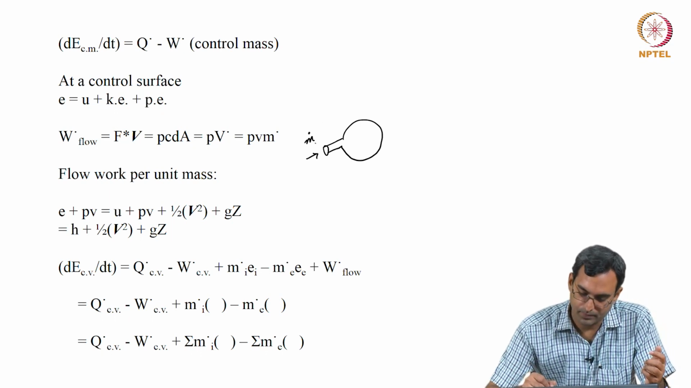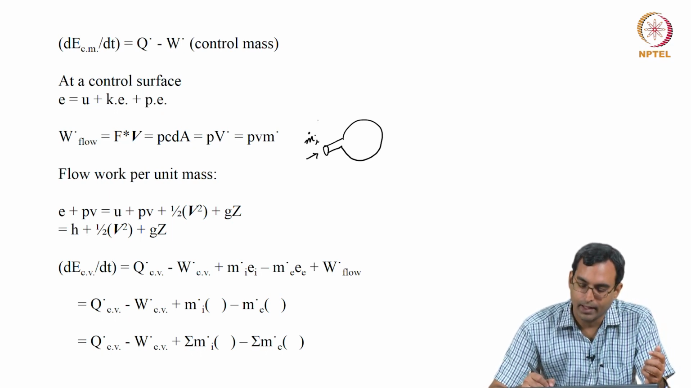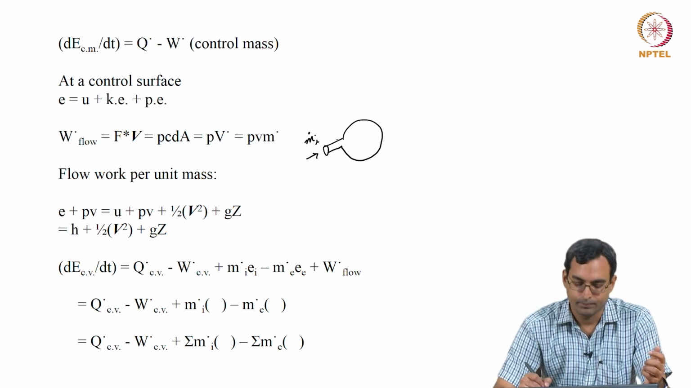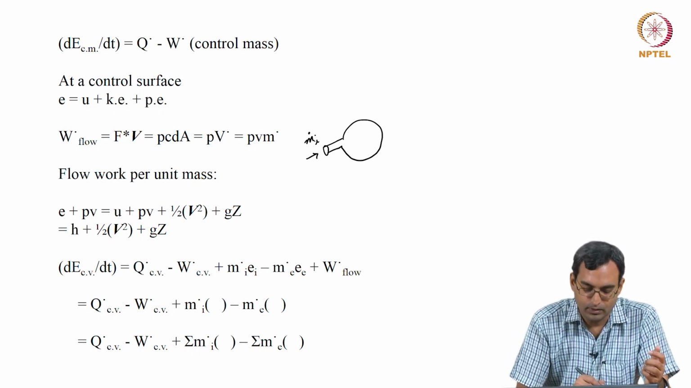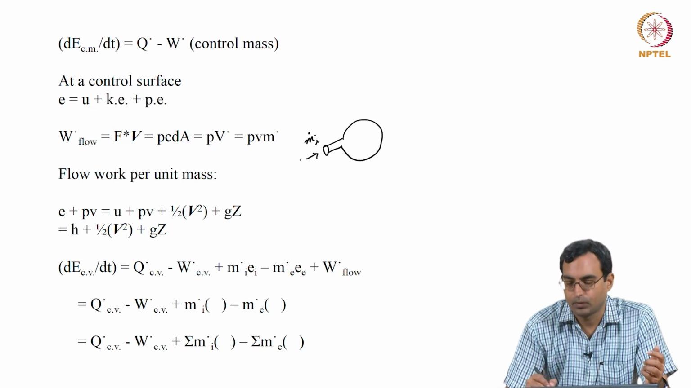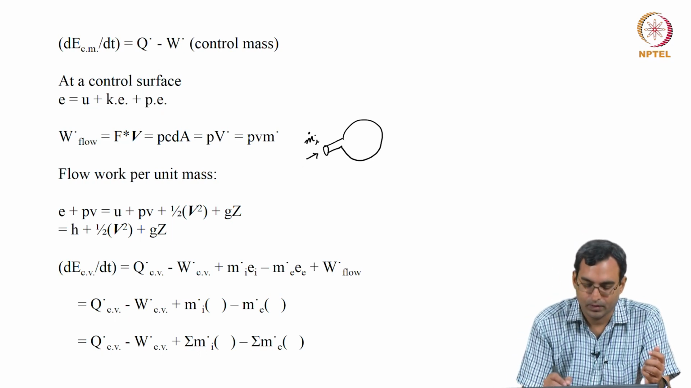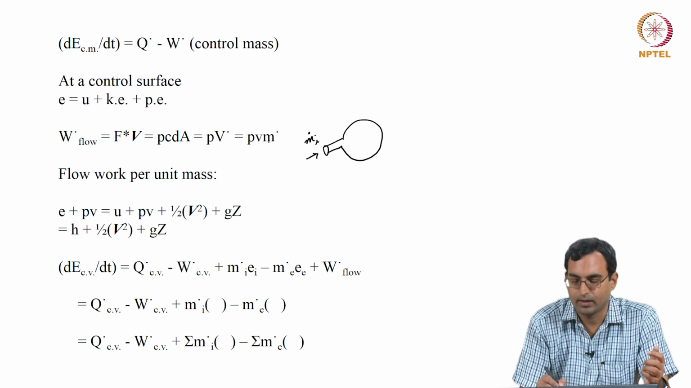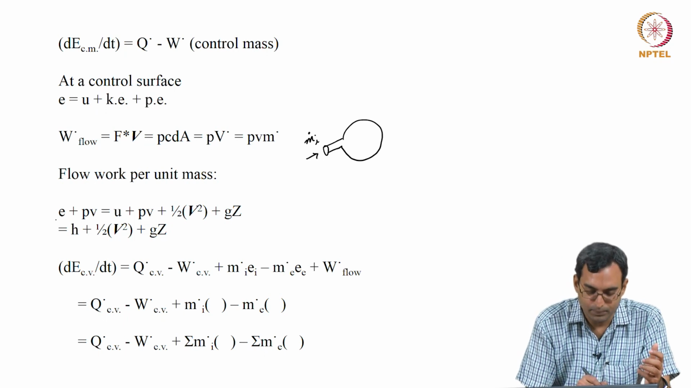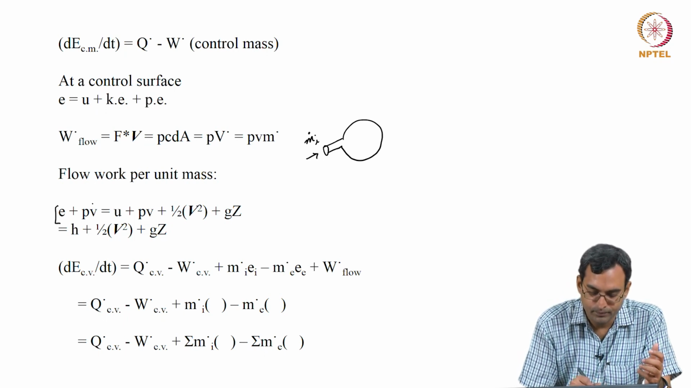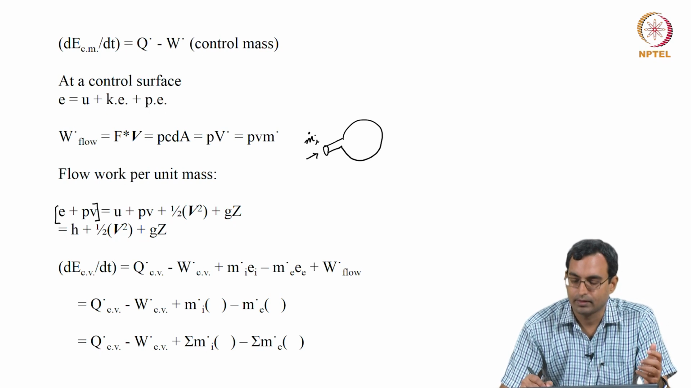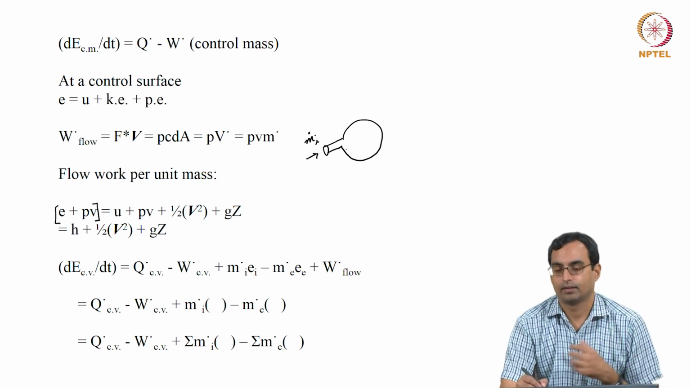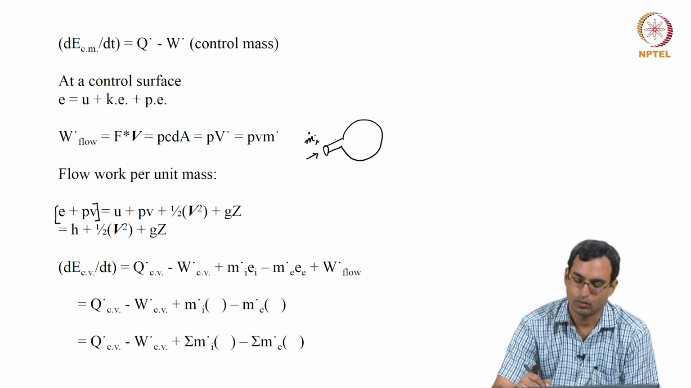So, what we see is, at the inlet, let us say I have some m dot I coming in. Whatever is coming in has an energy of E, plus I am doing some flow work to push it in, which is PV on a specific basis. So it is PV into m dot in total; on a specific basis it is PV. So, E plus PV is essentially what is being brought into this control volume.